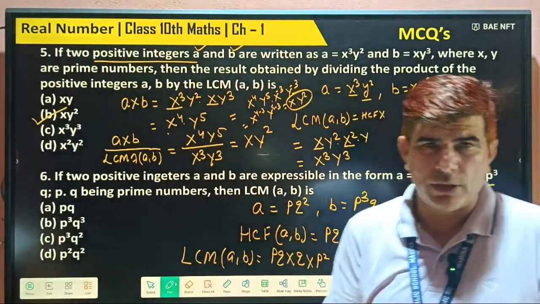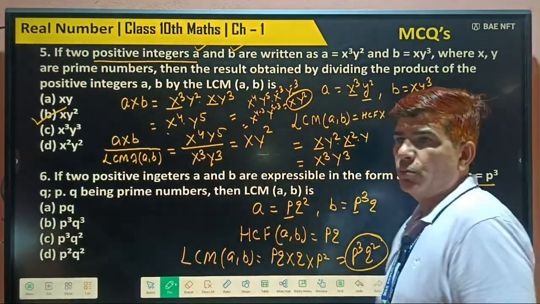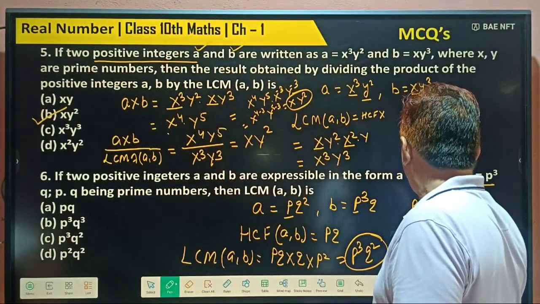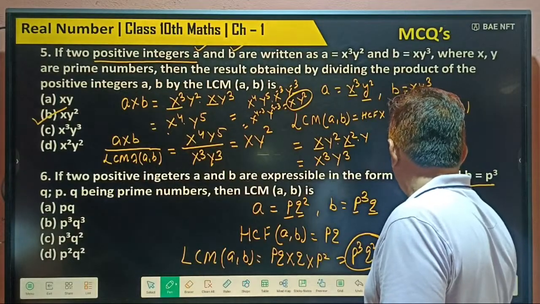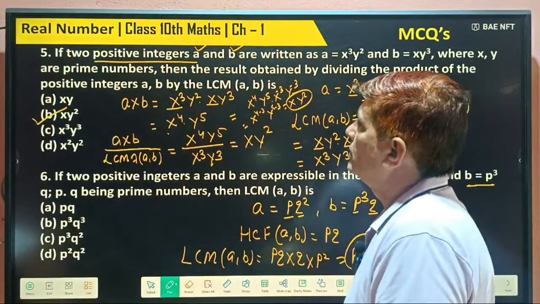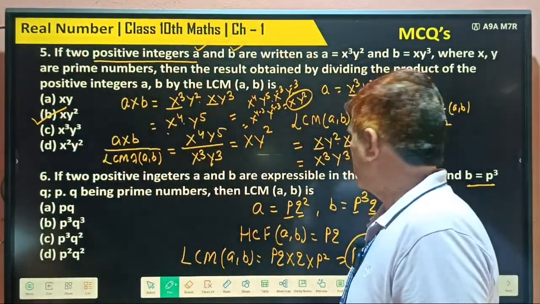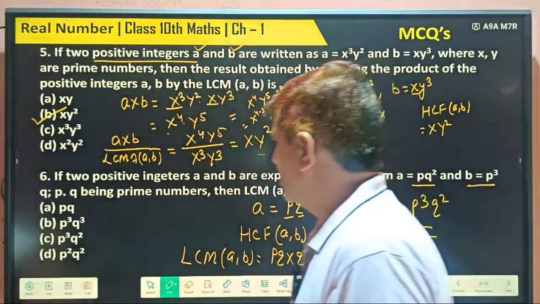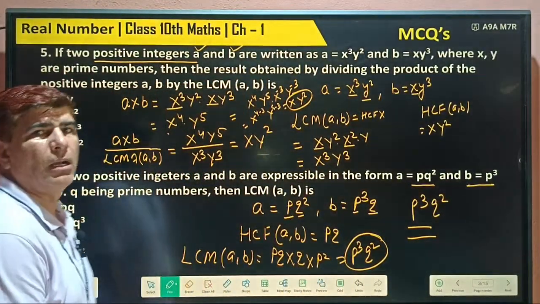Another method is also there. What's its highest power in both? p cube, you can take that. What's the highest power of q? q square. So that's your answer. Otherwise, apply this; anywhere you can check it. So understood? Which one is your answer? p cube q square, so C is your answer.